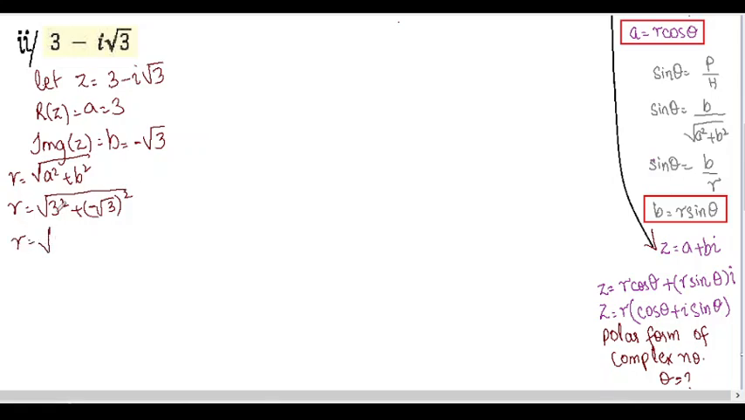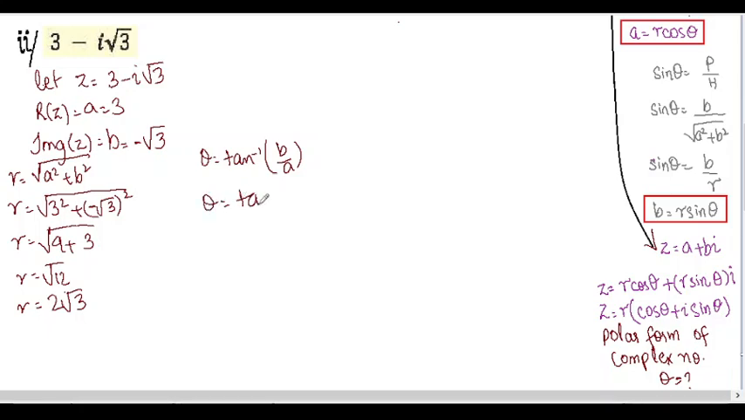R equals square root of 3 squared, which is 9, plus square root of 3 squared, which is 3. R equals square root of 12, which is equal to 2 square root of 3. Now we have to find the value of theta. Theta equals tan inverse b by a. Theta equals tan inverse, where b is minus square root of 3 divided by 3. So we get theta equals tan inverse minus 1 by square root of 3.